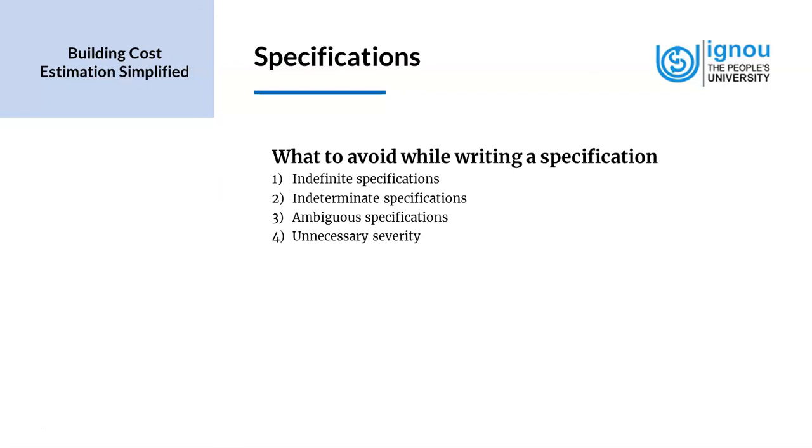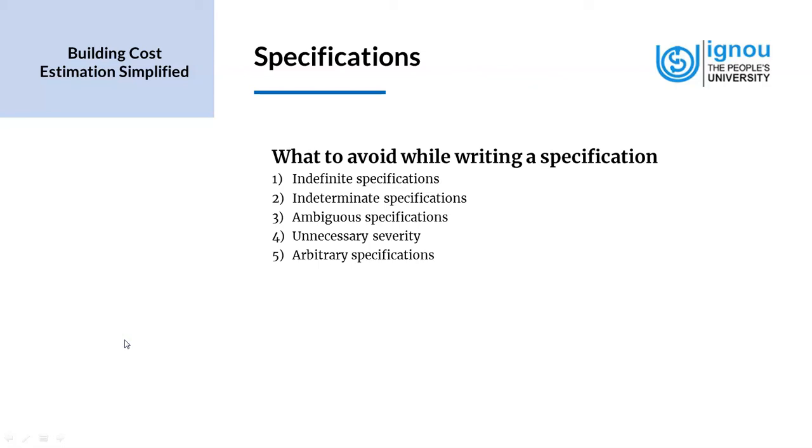Now, specifications with unnecessary severity. While writing specifications for material or workmanship, it is a good practice that what is required only should be stated. It is not desirable to make requirements too severe or too unusual. For example, a clause that says that all works which are not up to the mark shall be rejected and even dismantled would be a difficult clause to put into execution in actual practice.